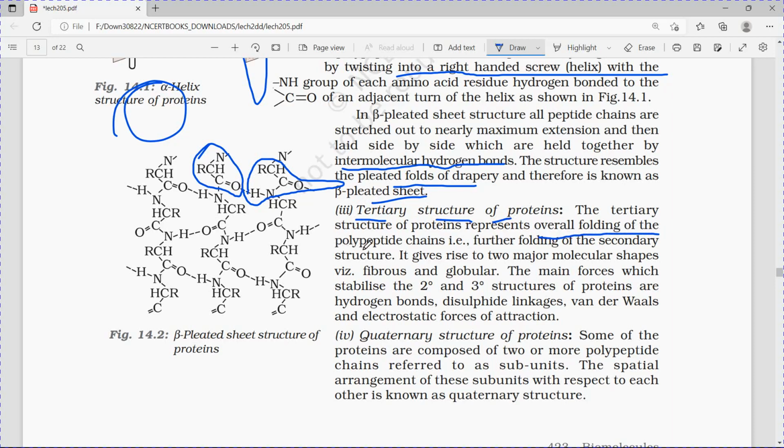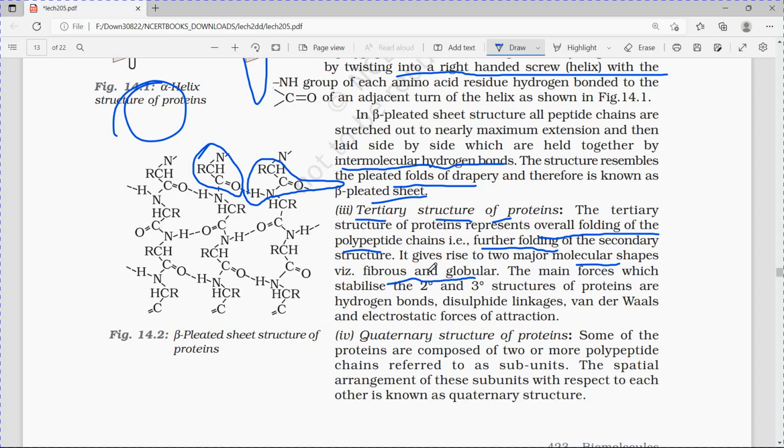As I showed in the picture earlier, that is further folding of the secondary structure, right? So this gives two major molecular shapes, called fibrous and globular, as we discussed earlier. Fibrous proteins and globular proteins are due to the folding of more tertiary structures, right? This is the tertiary structure of proteins, right?